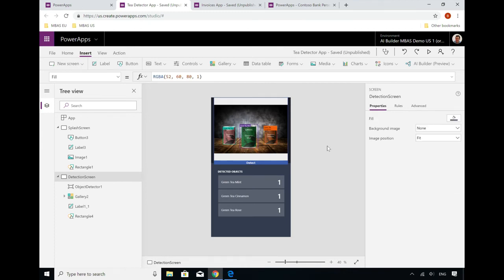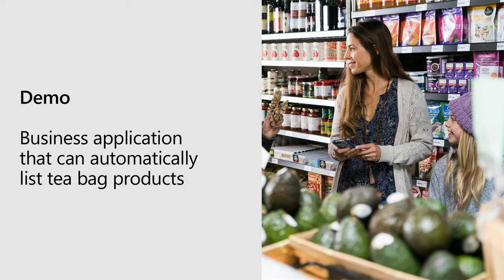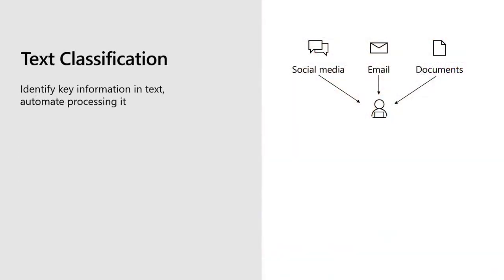So that's object detection. That's how we enable you to build object detection and embed it in an app. Thank you. The last one I'm going to do is text.